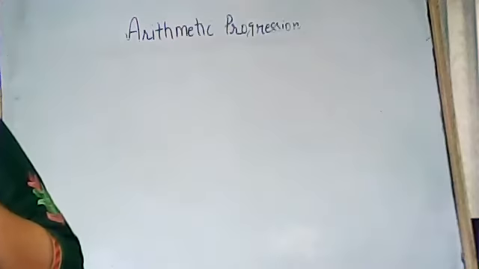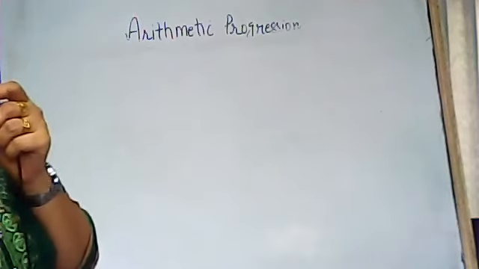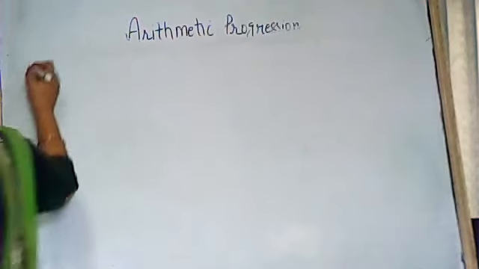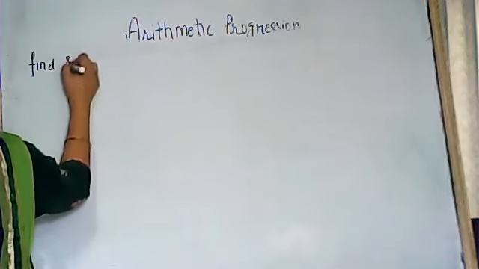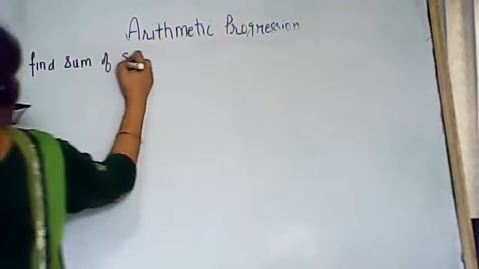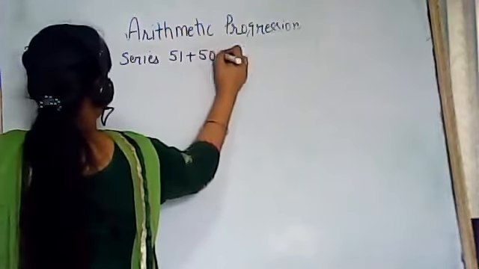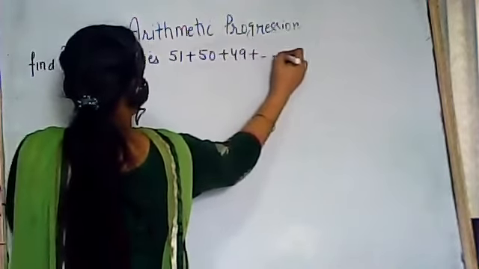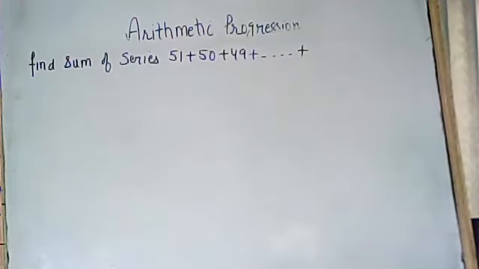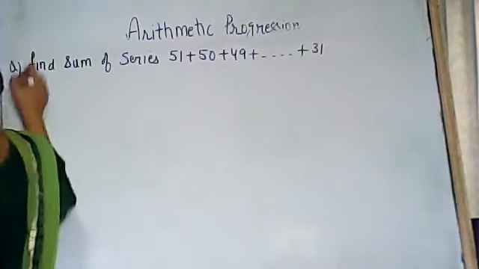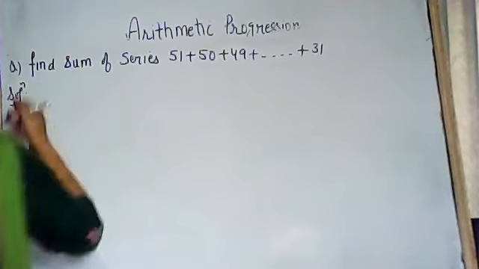So now let us discuss one more example regarding the sum of an arithmetic progression. The second example is: find the sum of the series 51 plus 50 plus 49 and so on up to 31. Find the sum of the given series.